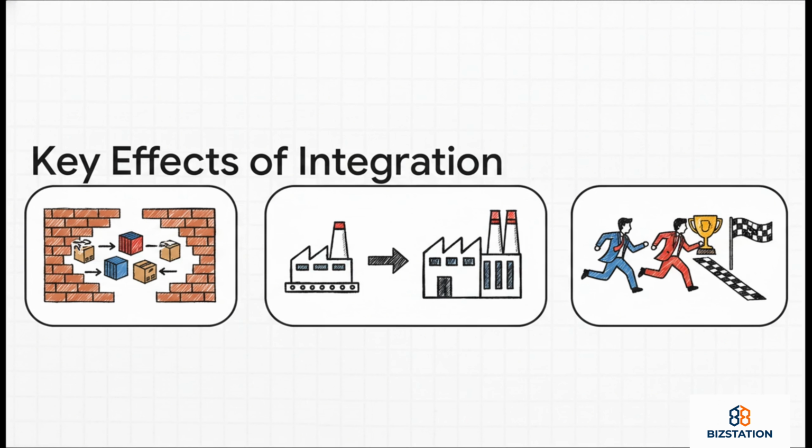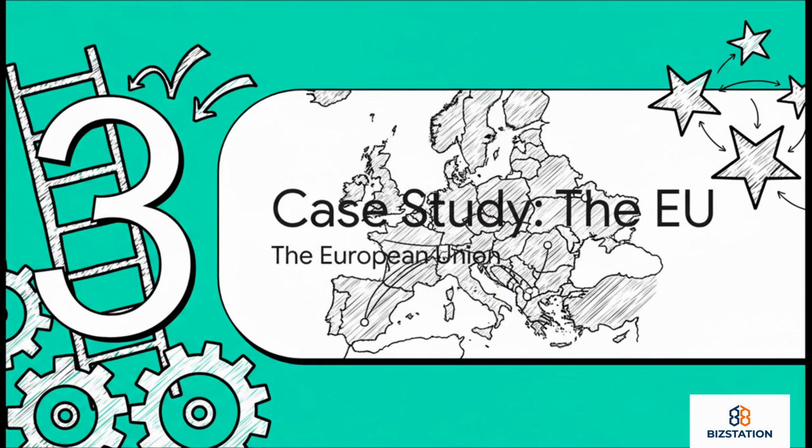Second, companies can achieve incredible economies of scale. Instead of just producing for your home country, you can build a giant factory and serve the entire region. And third, all of this leads to increased competition, which in theory means better products and lower prices for you and me. All right, that's enough theory. Let's see how this ladder actually works in the real world.